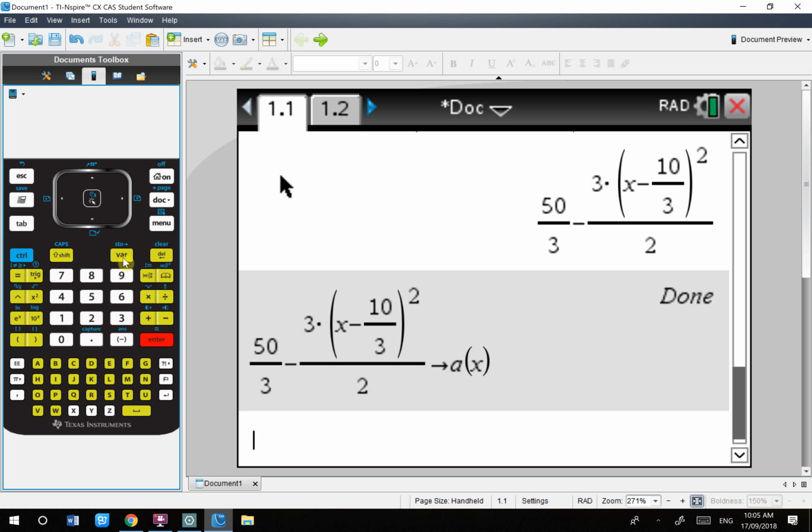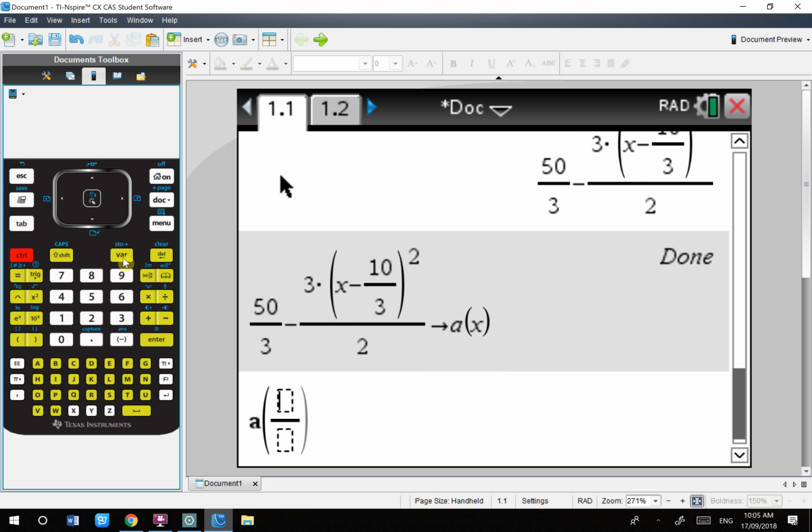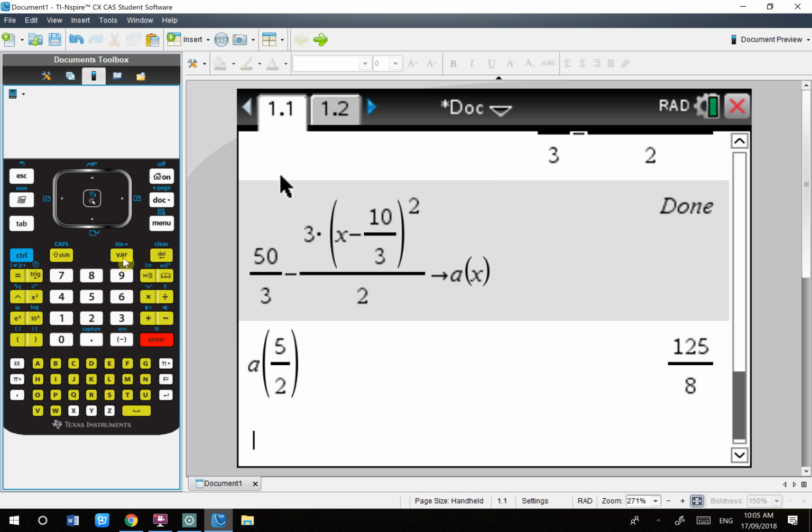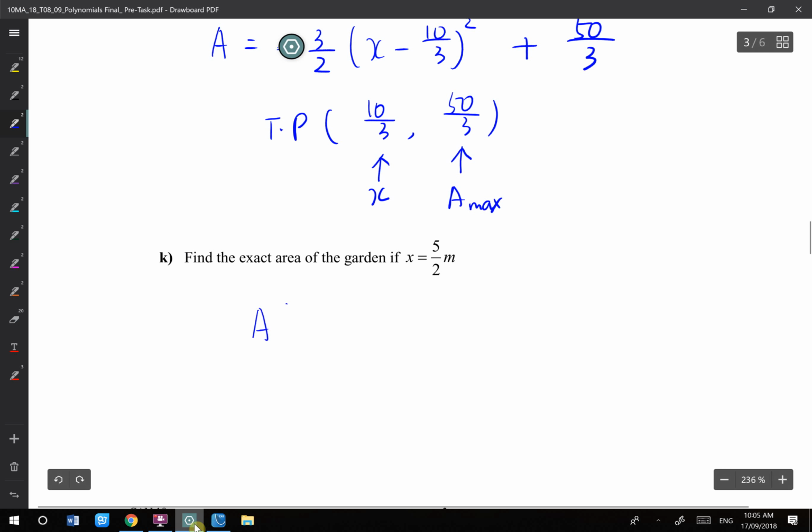Okay, so lowercase a is no problem. I want to substitute 5 over 2. I will go A bracket 5 over 2. When x equals 5 over 2, give me the value of A. I press enter, it is 125 over 8. So I will write A bracket 5 over 2 equals 125 over 8.